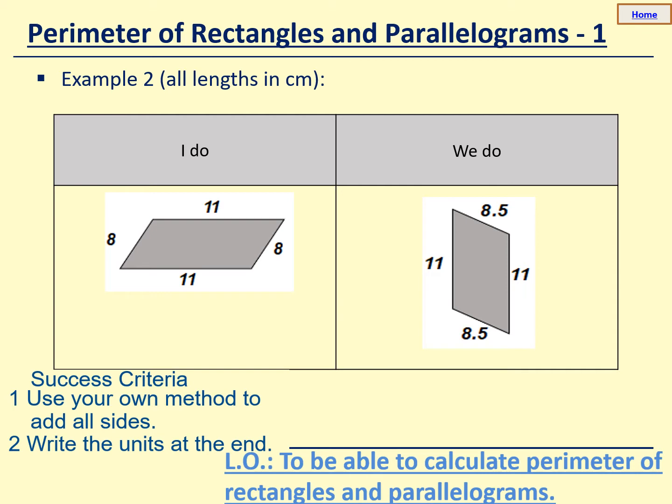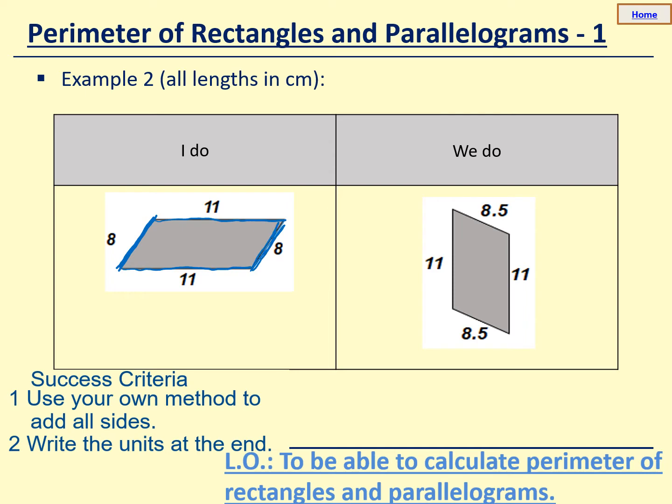Now we are going to do the example of calculating the perimeter of parallelogram. Parallelogram also has pairs of sides parallel, as the name says. So these two are parallel, and parallel sides are equal. Another parallel pair is this and this.